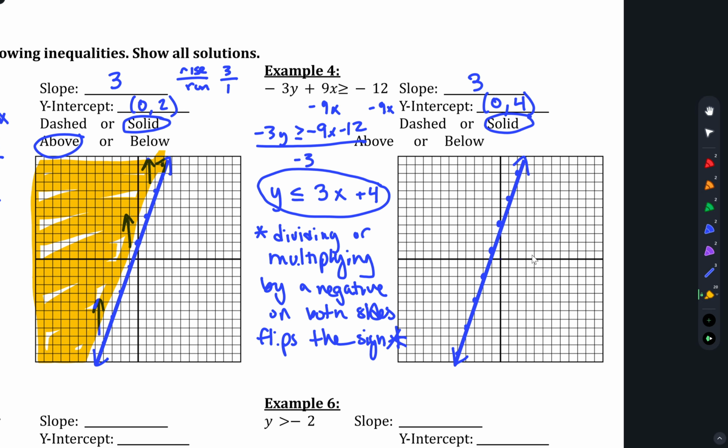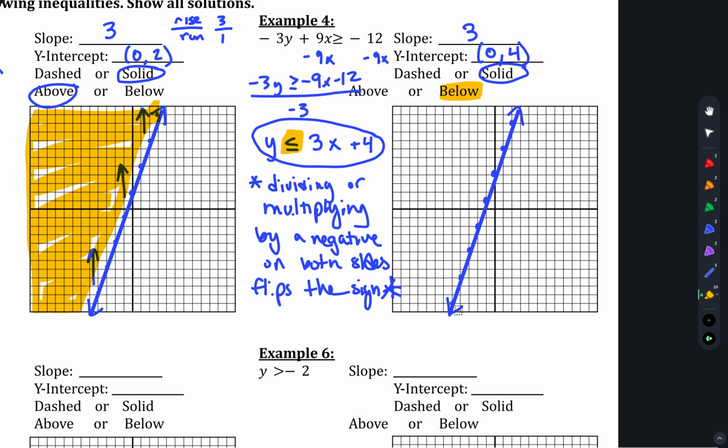Okay, and now what do we think, above or below? We have that less than symbol. Be careful, don't look at the original because we flipped it. We are shading now below. And again, what this is telling me, just like we did in that warm-up, is that if I put a point anywhere in that shaded region or even on the line, I should get a true statement. If I put my point anywhere not in that shaded region, I'm going to get a false statement. Any questions on that?